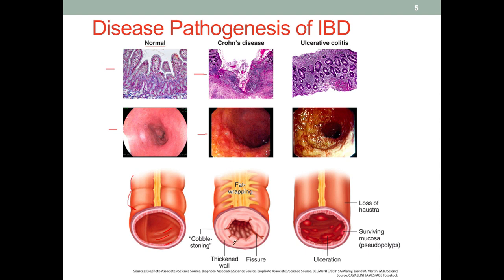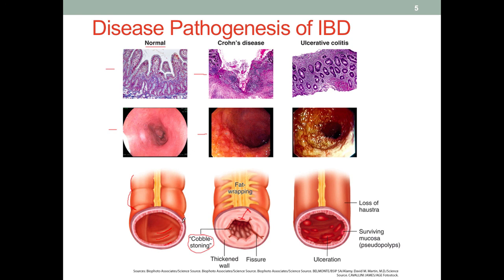And in the diagram here, we can see that those knots that we saw up here are referred to as cobblestoning, which is an appropriate description of the appearance. In addition, the wall of the colon here has thickened. So there's a big difference compared to the normal colon over here.